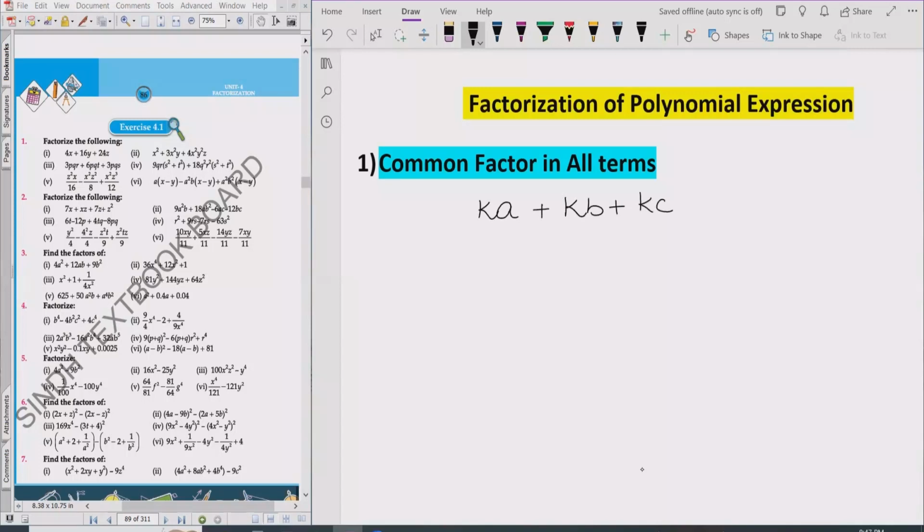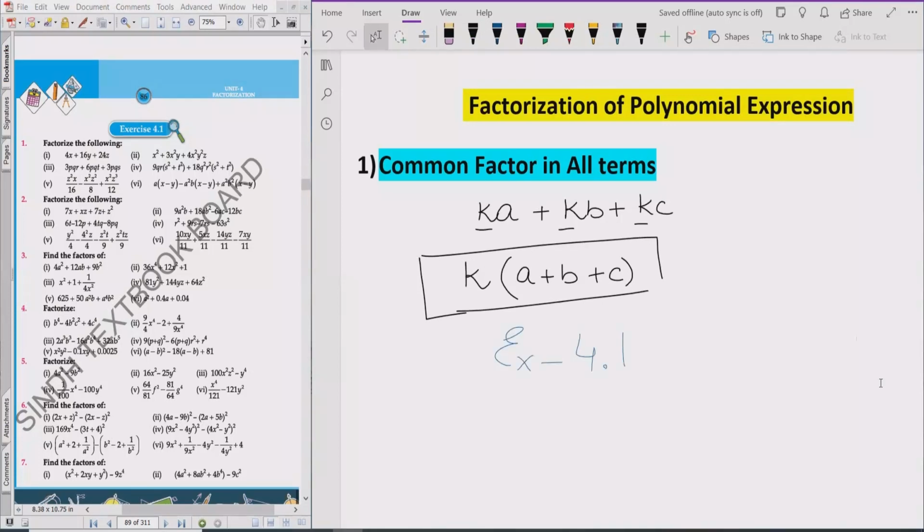So the common factor here is k. k is coming in all terms. So what we can do is take k common from all terms. And after that, we get a plus b plus c as the answer. So this is the method of the common factor in all terms.